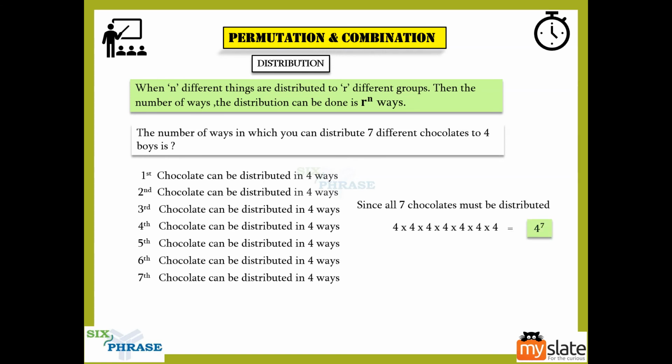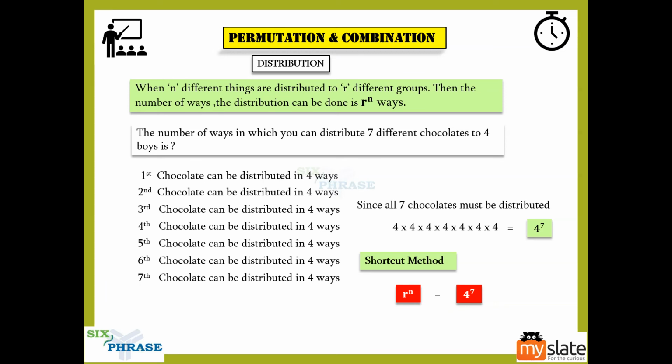Very similar to how we did 2 into 2 into 2 or 3 into 3 into 3 into 3. But again, this is just for your understanding purpose. So what do you do when you see such a problem? Just take this formula, apply it. Here n is 7, r is 4, so r power n will give you 4 power 7. So the shortcut method is r power n, and you get the answer within 2 or 3 seconds.